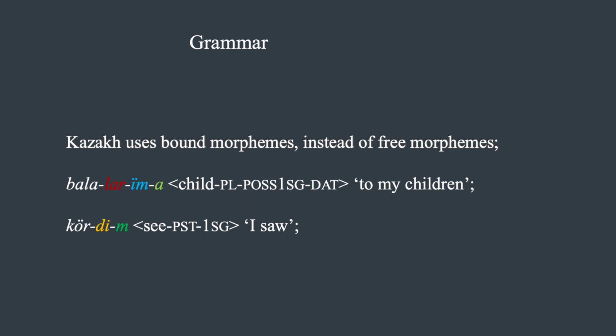Grammatically, Kazakh is an agglutinative language using bound morphemes instead of free morphemes, which is to say that Kazakh uses suffixes instead of prefixes, and those suffixes are attached to the word stem. For example, the word balalarıma consists of the stem bala, the plural suffix lar, the first person possessive suffix, and the dative case a, meaning to my children. Likewise, gördüm consists of the stem kör, to see or to watch, the past tense, and the first person form, which means I saw.